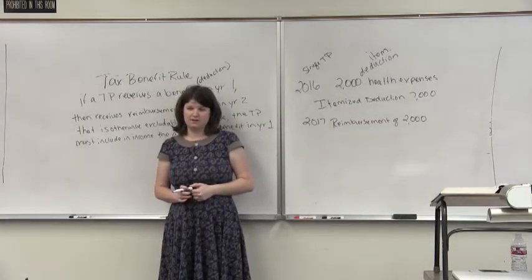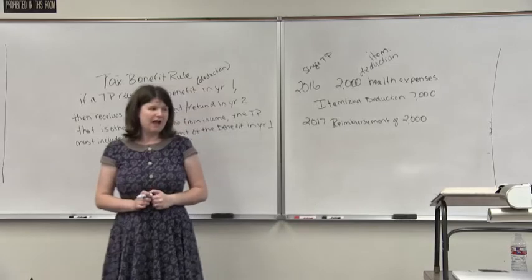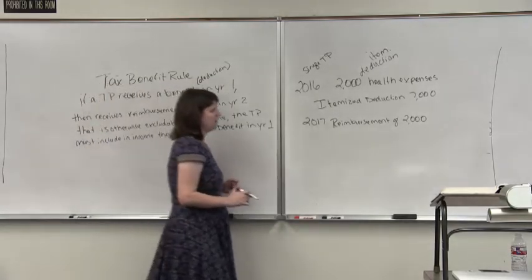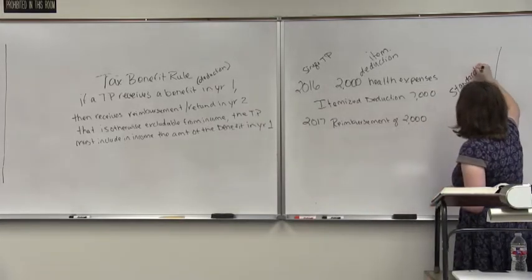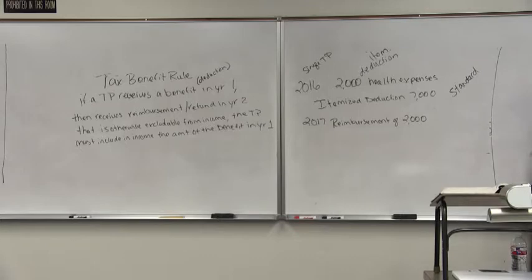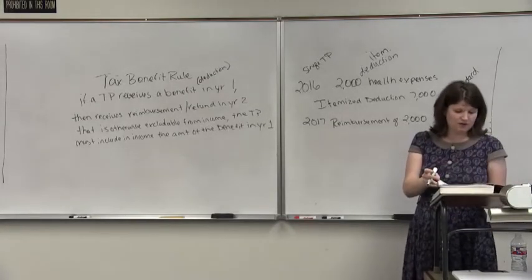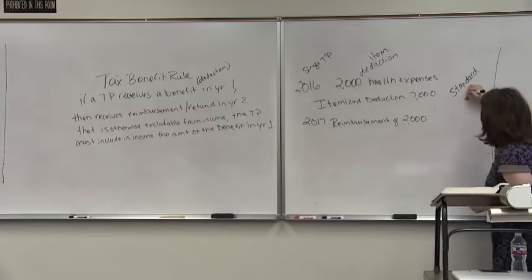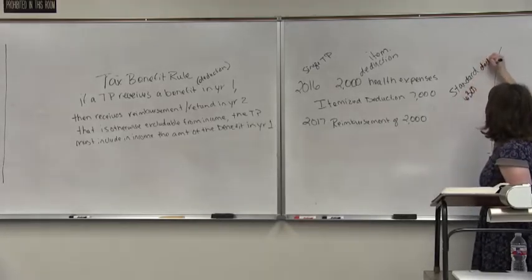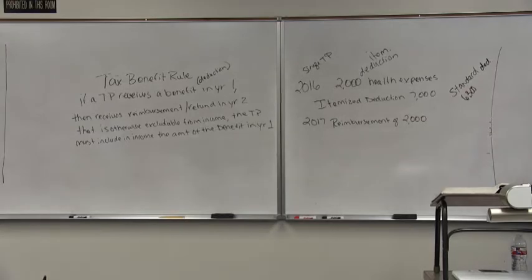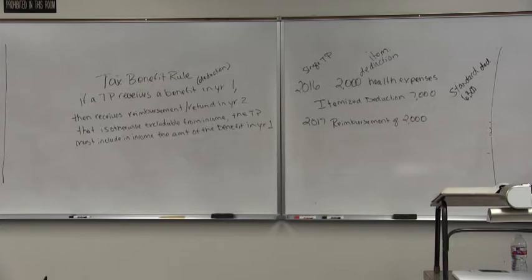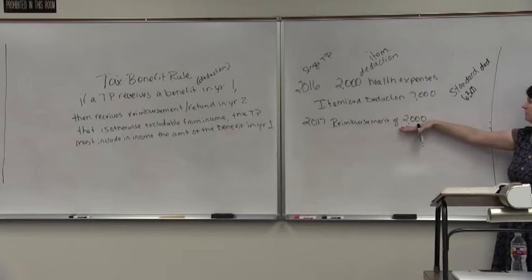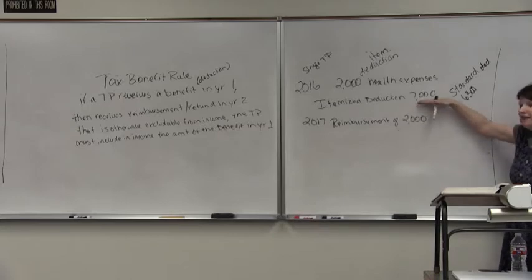No, it's not $2,000. Because remember, a taxpayer can either take a standard or an itemized deduction. The standard deduction in 2016 for a single taxpayer is $6,300. So if this taxpayer has a standard deduction of $6,300, how much benefit are they really receiving from this $2,000? Really only $700.